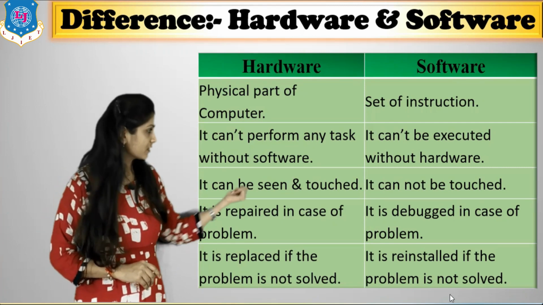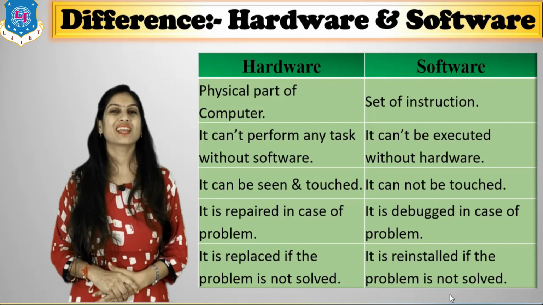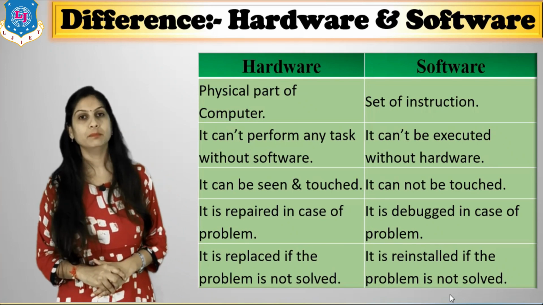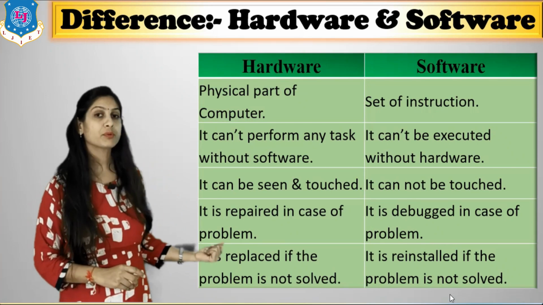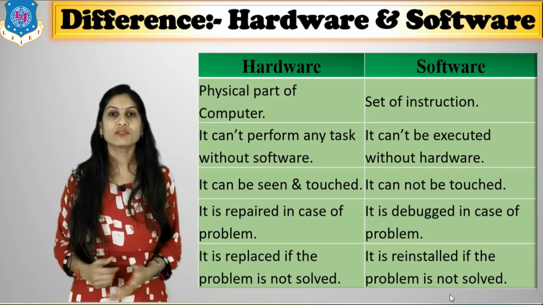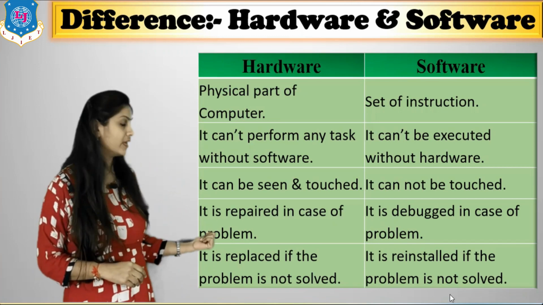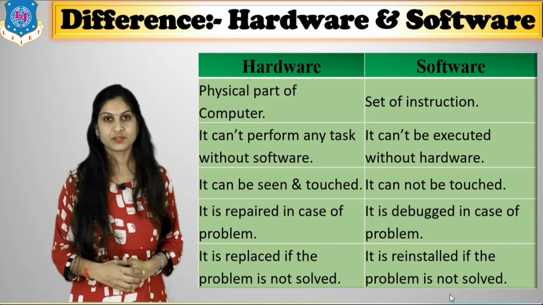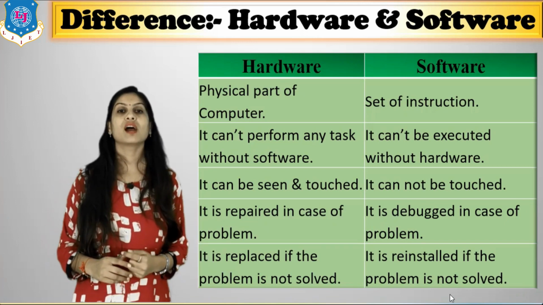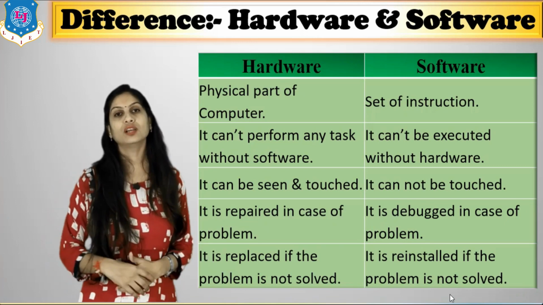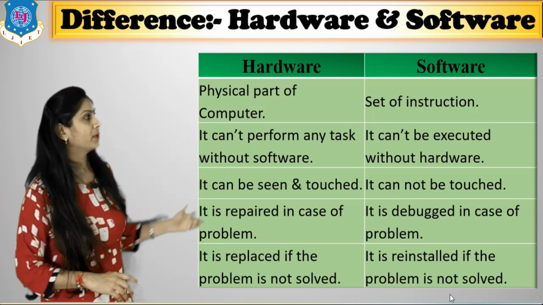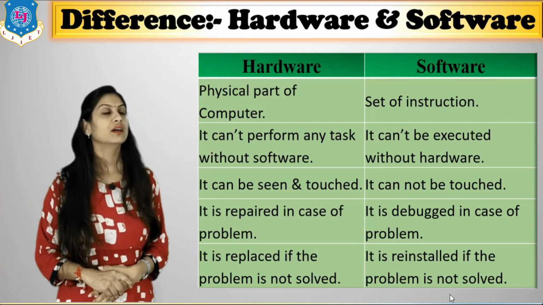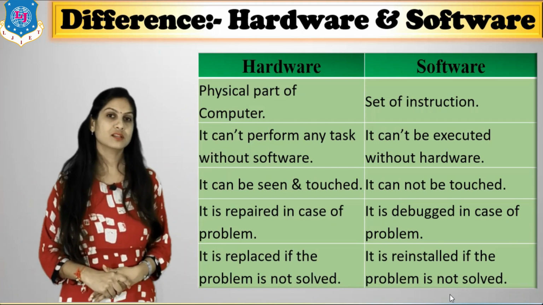Now the next difference is, if some problem occurs in hardware, then we repair it. But in the case of software, we cannot repair it, we have to debug it. And if the problem is not solved, then what do we have to do? In hardware, we have to replace it. But in software, we have to reinstall it again. So these are the differences between hardware and software.